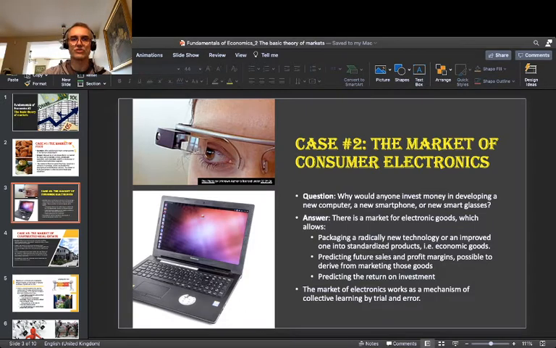The market is a recurrent structure, and if we observe that structure at work for a sufficiently long time, we can predict prices, quantities, and we can predict profits that we can derive from marketing those electronics. So, consequently, we can predict the return on investment. So in this case, the market, in the case of consumer electronics, is like a collective fortune teller. Imagine that you go to a fortune teller at a fair.